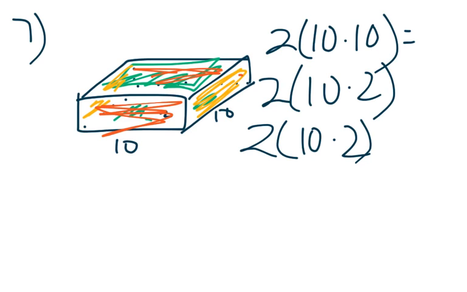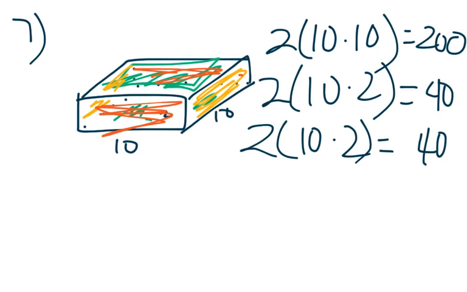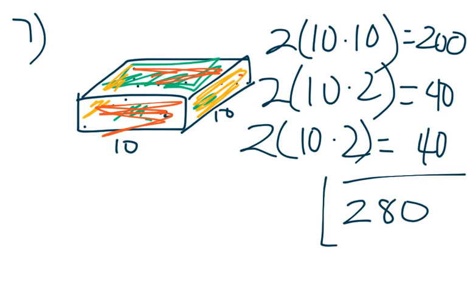So now let's multiply these. 10 times 10 is 100, times 2 is 200. 10 times 2 is 20, times 2 is 40, and the same for the front and the back, that's also 40. So when you add all of this up, it is 280, and that is number 7.